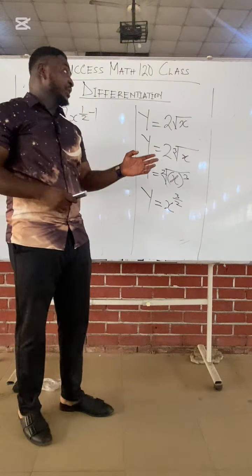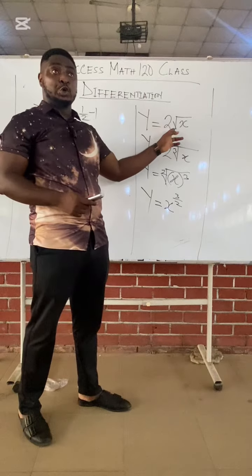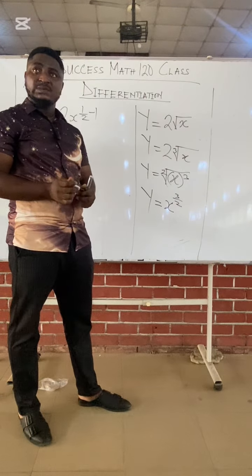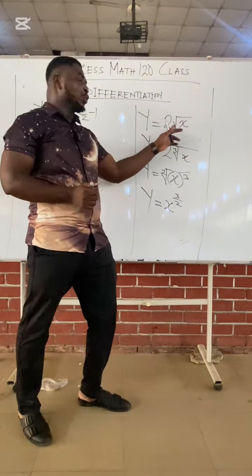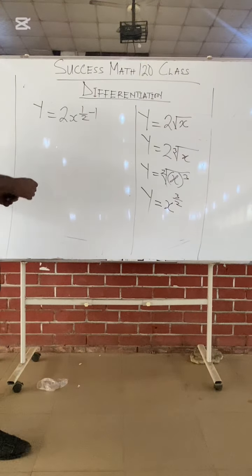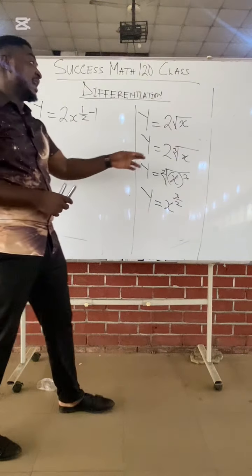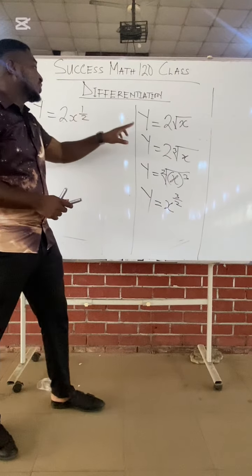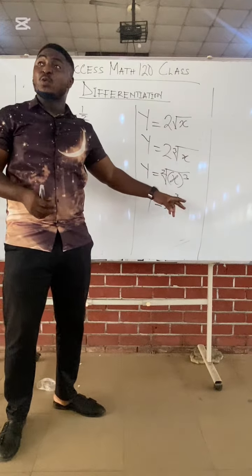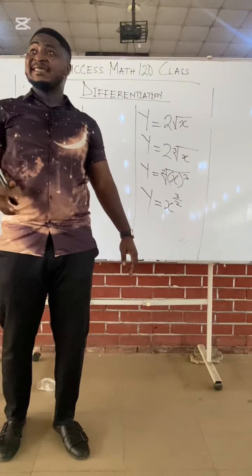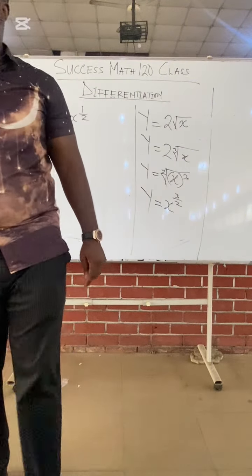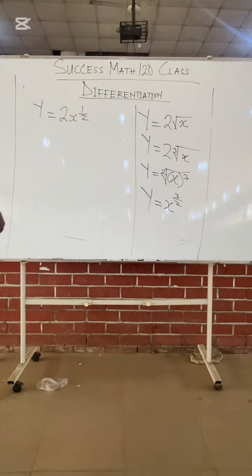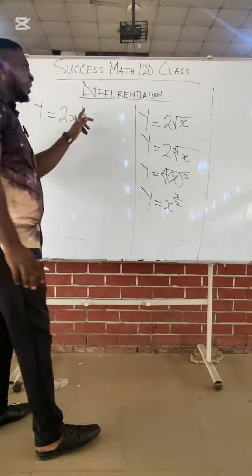I'll take you back to the question. The question said differentiate y equals 2 root x. Class, 2 root x will be difficult to differentiate until you change root x to what? x raised to power 1 over 2. Because the square root of any variable is that variable raised to power 1 over 2. The square root of y is y raised to power 1 over 2, the square root of z is z raised to power 1 over 2. So the square root of x is x raised to power 1 over 2.